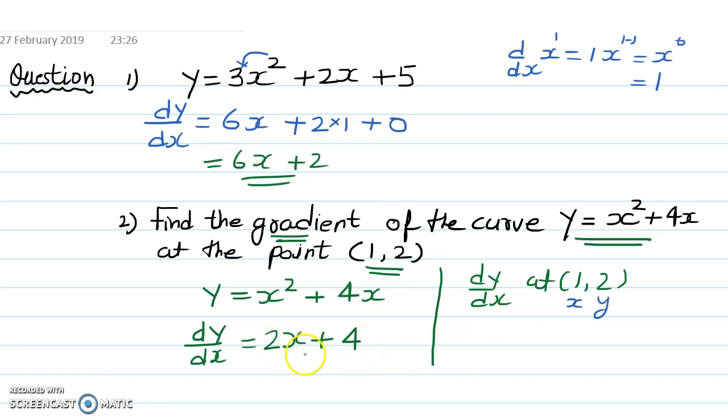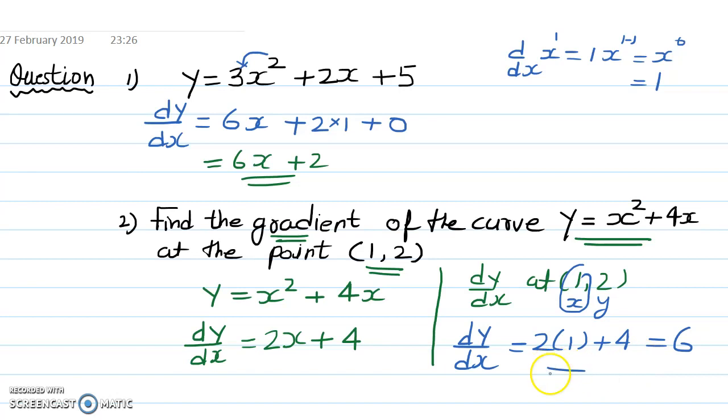So just simply in place of x you put 1 and in place of y you put 2, but there is no y value, so let's write down dy over dx equal to 2. In place of x we are going to put 1, so 2 times 1 plus 4, that is 6. Yeah, so I hope you understand.